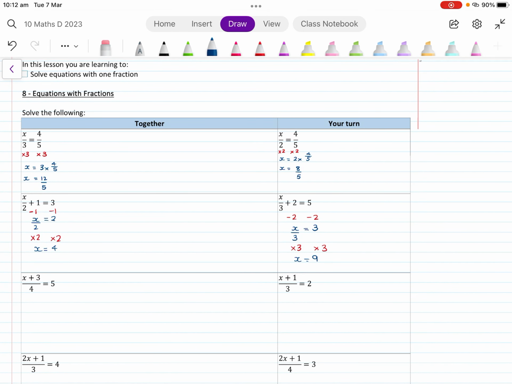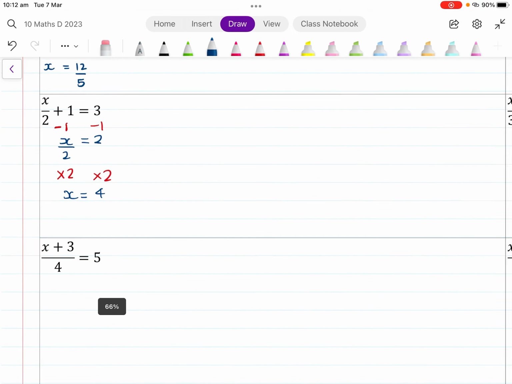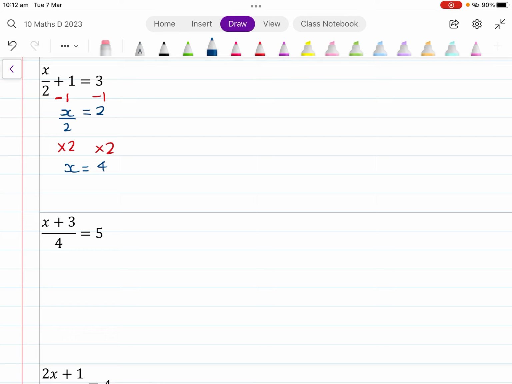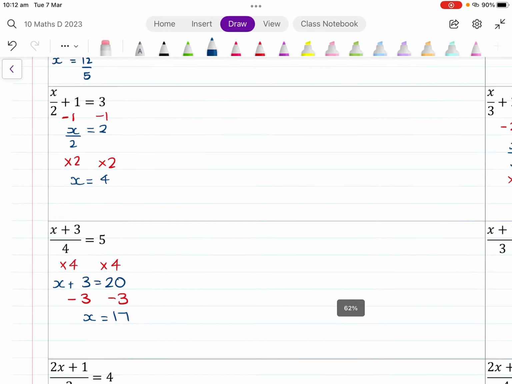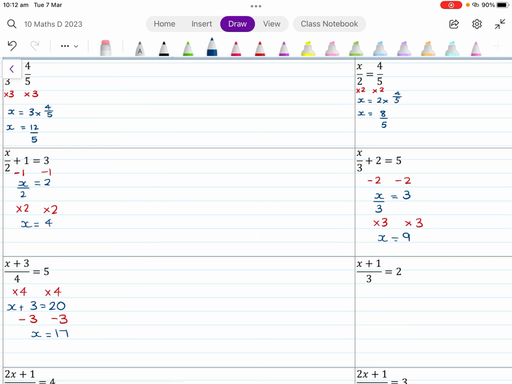The next example, we have x plus 3 over 4 equals 5. What we want to do is get rid of that all divided by 4. Remember, the opposite operation of divide is times. So you want to times both sides of the equation by 4. This leaves you with x plus 3 equals 4 times 5, which is 20. We then want to get rid of the plus 3 that is attached to the x. So we do the opposite operation of plus, which is minus. So we're going to minus 3 from both sides. This leaves us with x equals 17. Copy that down and have a go at x plus 1 over 3 equals 2 for me.